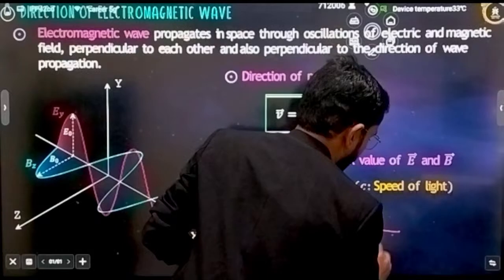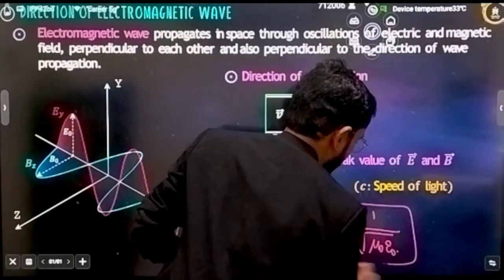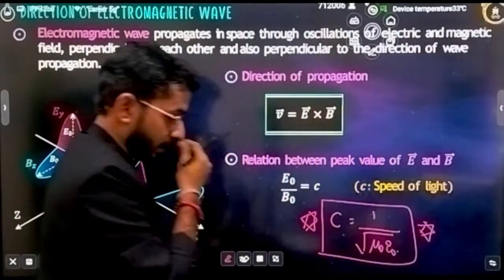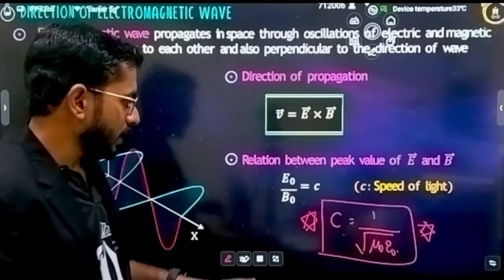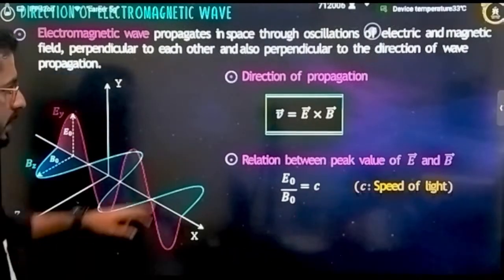It is equal to 1 by root under mu naught into epsilon naught. Mu naught into epsilon naught. This is a very important thing that you have to understand. This is the relation between permeability and permittivity.